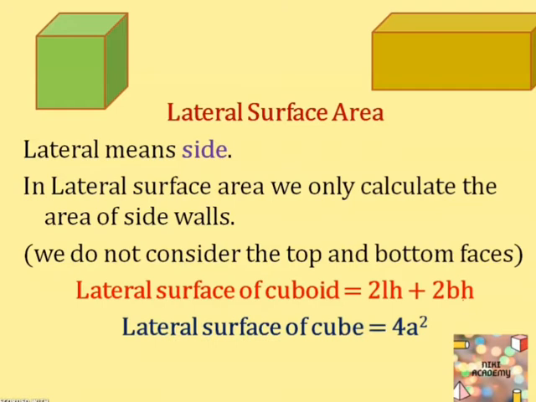The lateral surface area of the cube is equal to 4A squared. The total surface area was 6A squared, so we are leaving 2 faces. So we are writing 4A squared.